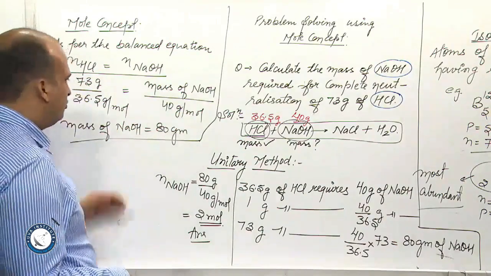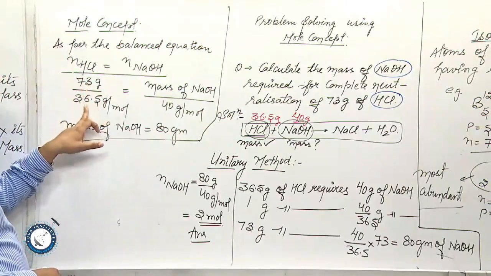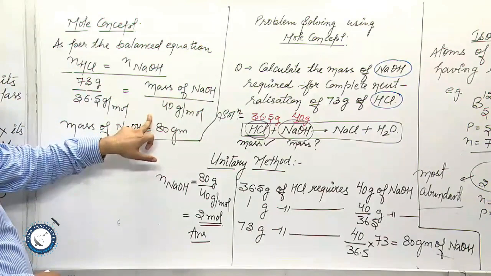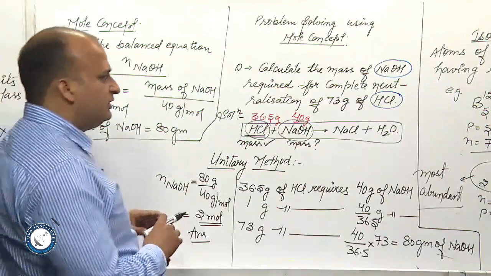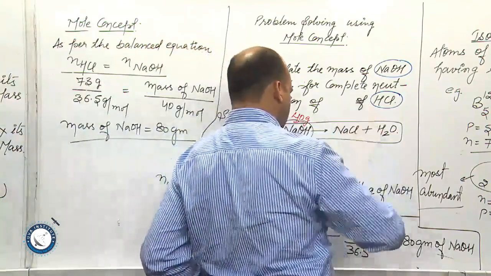Now simply for HCl, the mass is given, 73, and the molar mass you know. Here you have to calculate the mass. The molar mass is already known. So this is the answer. Now suppose instead of this, the question would have been this.